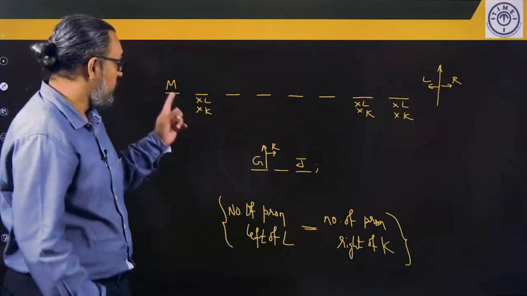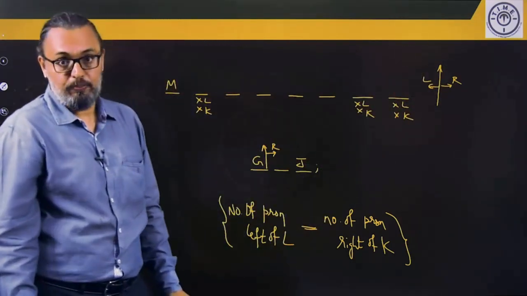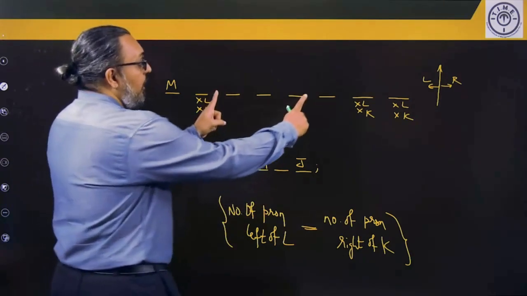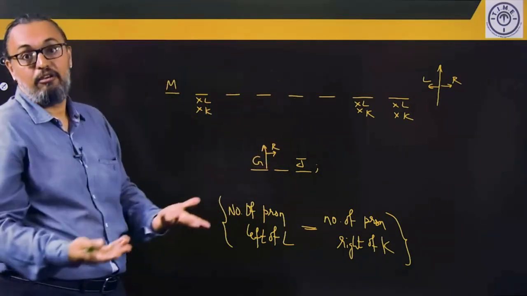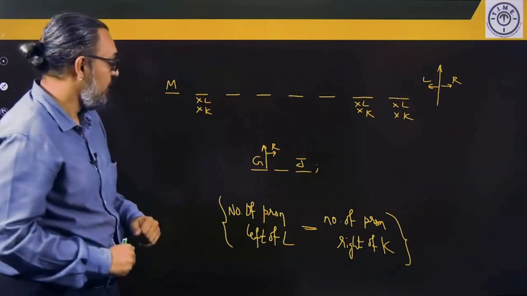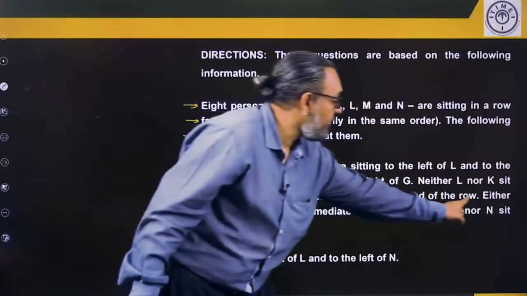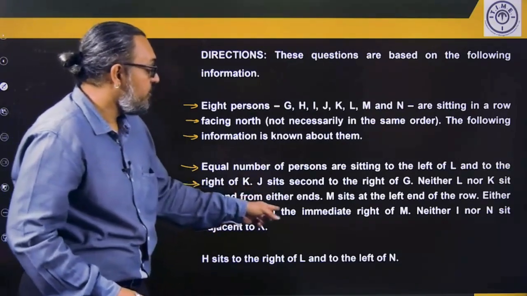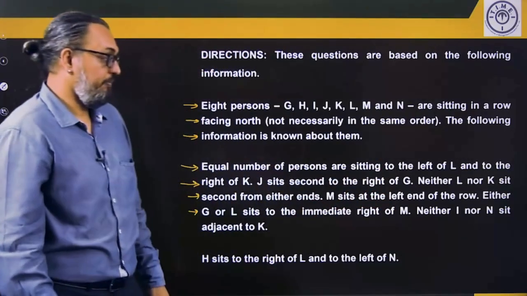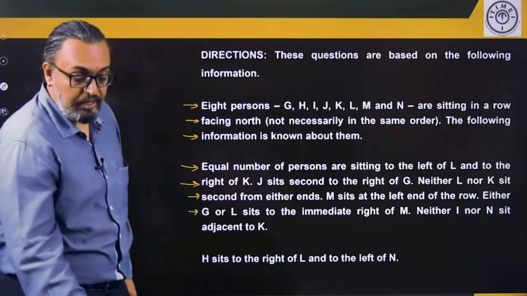Got it? Right. So, since M is at the left end of the row, L and K are ruled out at the right end of the row. Got it? That means, now third from both ends, fourth from both ends are available for L and K with interchangeability. Got it? Right. Then what else we have? After this, either G or L sits to the immediate right of M.